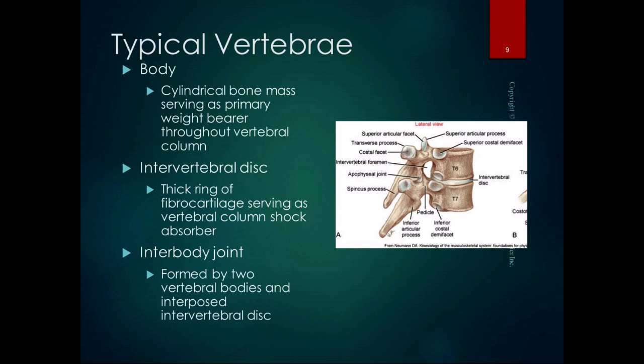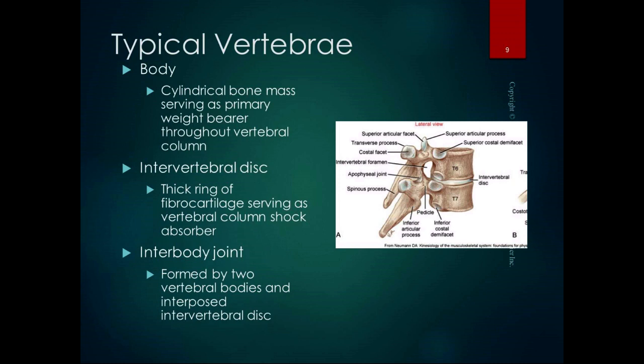An interbody joint is formed by two vertebral bodies and the interposed intervertebral disc. So the picture here is of an interbody joint. So if you have a single vertebra, you can't have an interbody joint. The individual disc is named for the two vertebrae that it's between. So in this picture, it's T6 and T7. So we would refer to that as the T6-T7 disc.